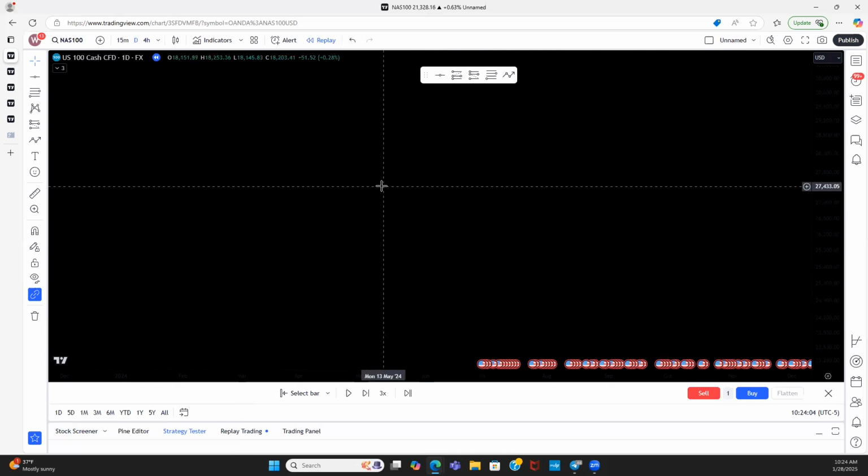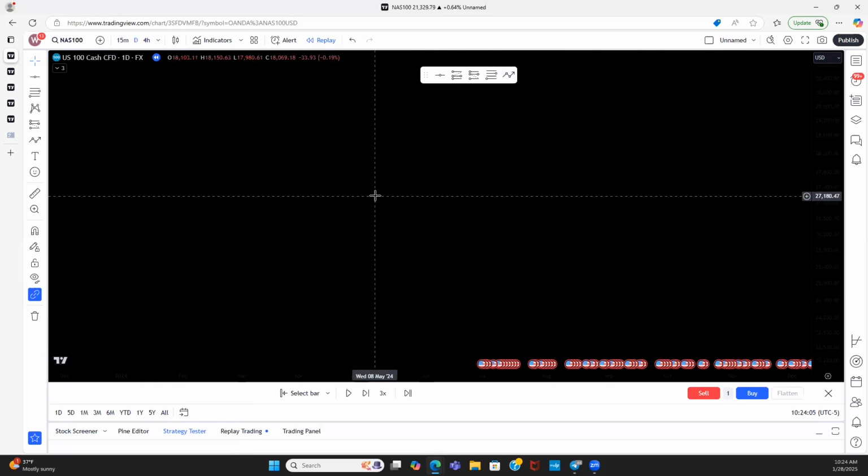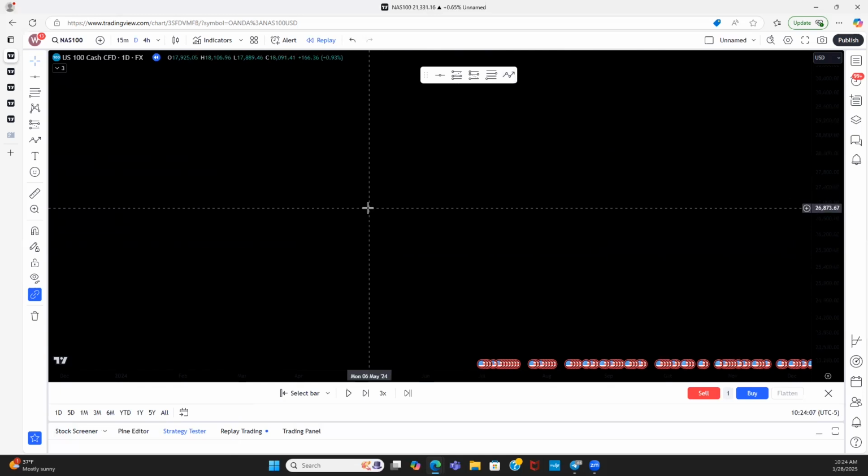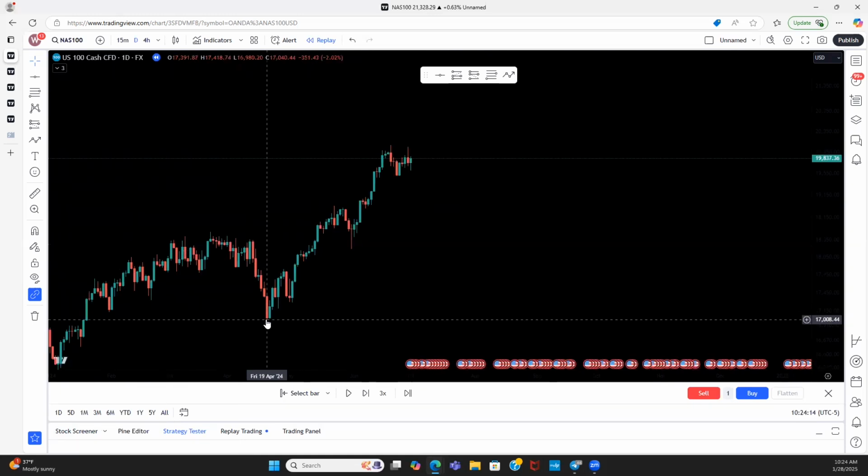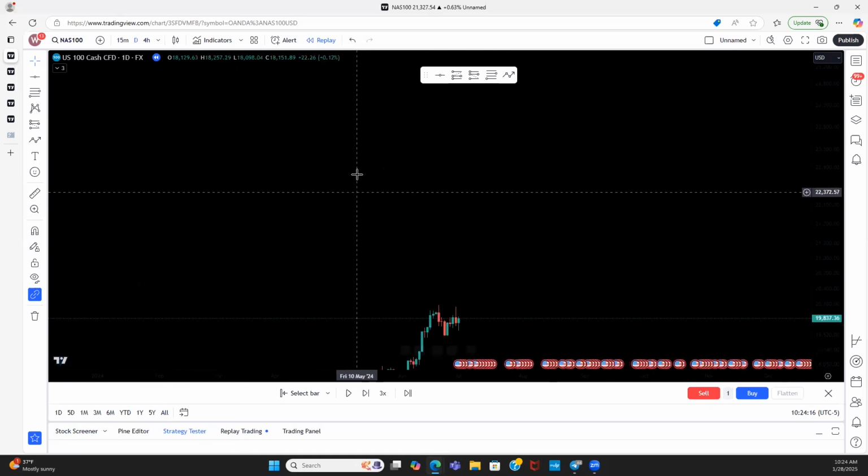So the first thing you have to understand is that red does not always mean sell. Green does not always mean buy. I'm gonna say that again. Red does not always mean sell. Green does not always mean buy.